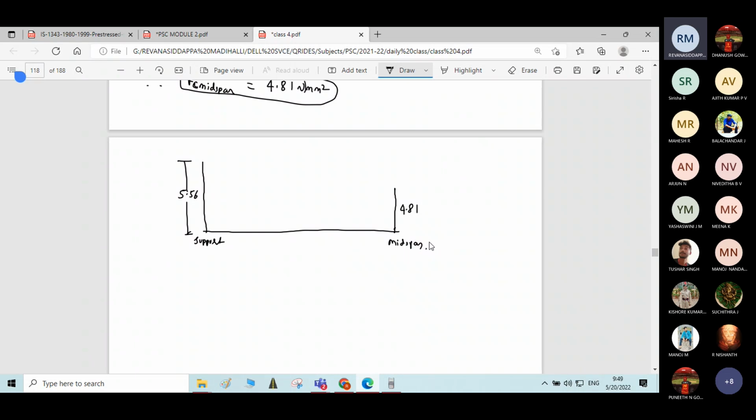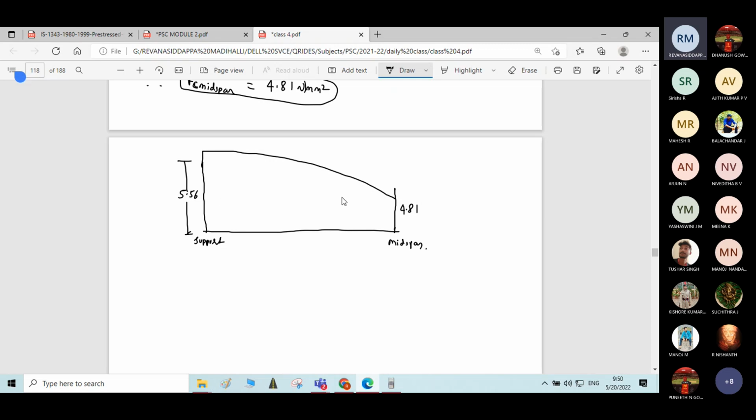Similarly, if we calculate the stress at other points, mark the points and join them together, you will get a parabolic nature of the graph. Like this, you will get a parabolic graph. Write properly. Like this. Now you need to calculate the average stress.